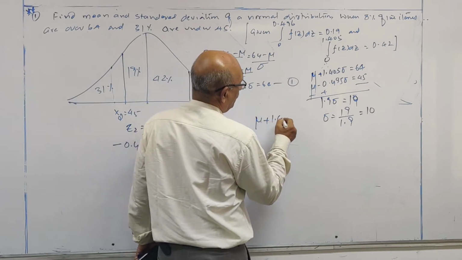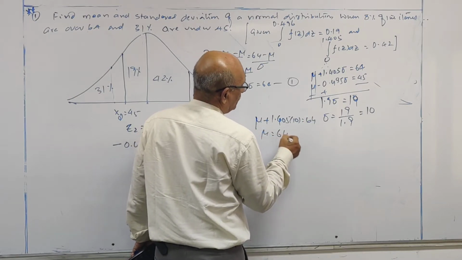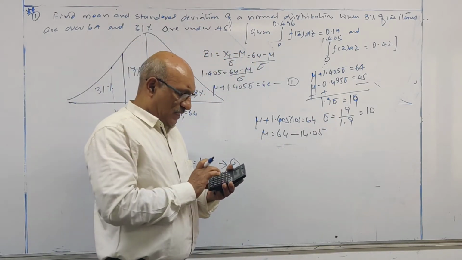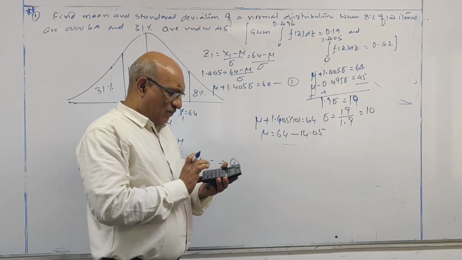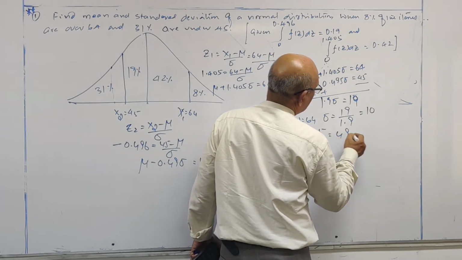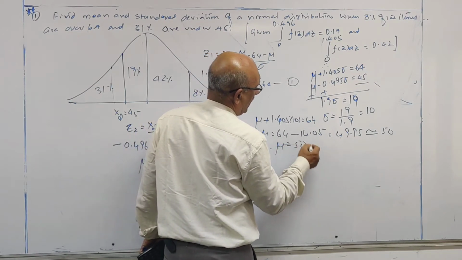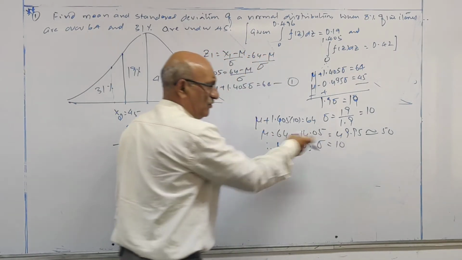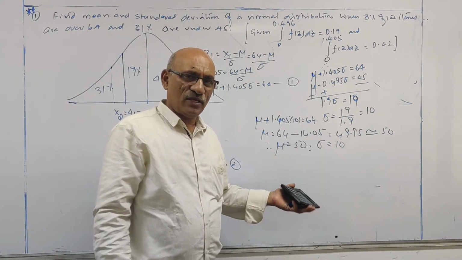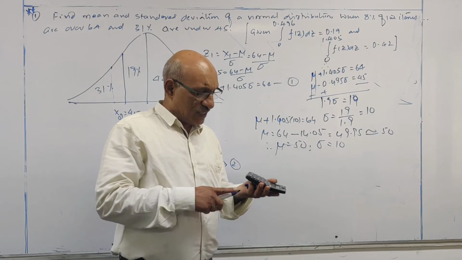Mu plus 1.405 into 10 is 64. Mu is equal to 64 minus 14.05. 64 minus 14.05, this is 49.95. Approximated to 50. Therefore, mean is equal to 50. Standard deviation is 10. These are given as options. Option A 50, 10. Option B some other values. Option C. Then you have to see with which option your calculated values are coinciding. That is the answer to the given question.